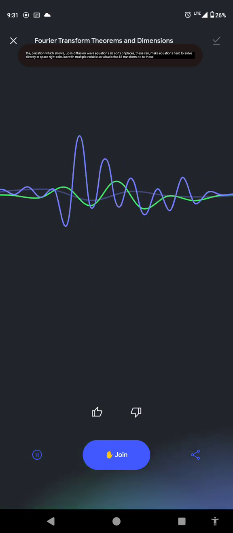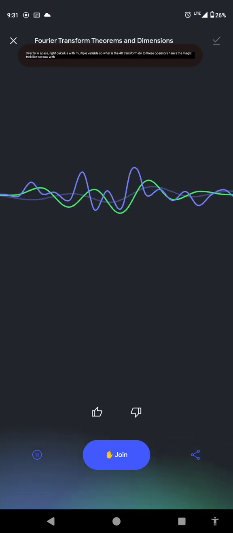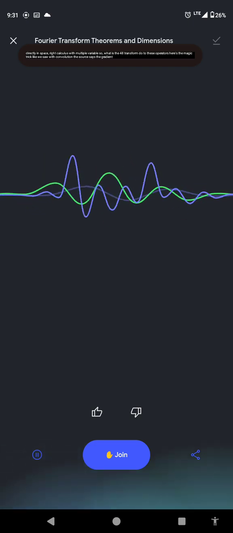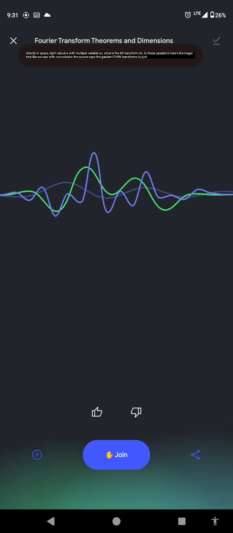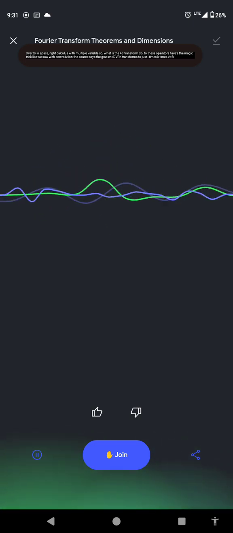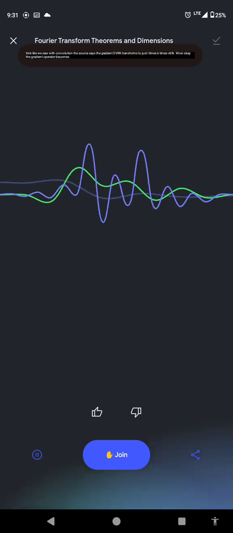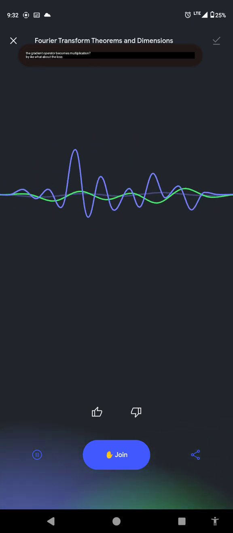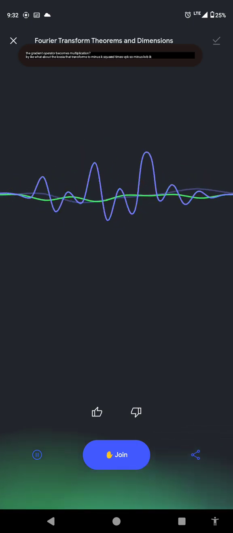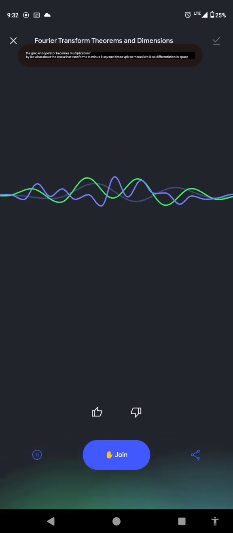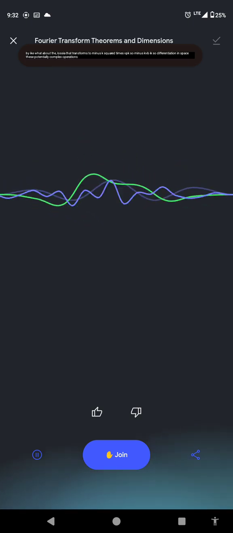Here's the magic trick, like we saw with convolution. The source says the gradient of V(r) transforms to just i times k times V tilde of k. Wow, okay, the gradient operator becomes multiplication by ik. What about the Laplacian? That transforms to minus k squared times V tilde of k. So minus k squared V tilde of k. So differentiation in space, these potentially complex operations, just become multiplying by factors of k in the frequency domain.